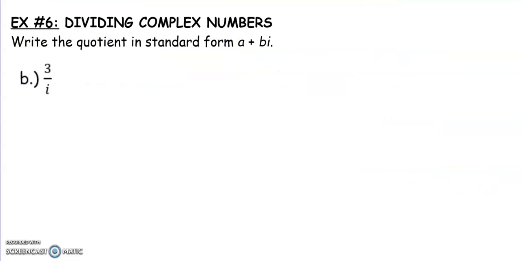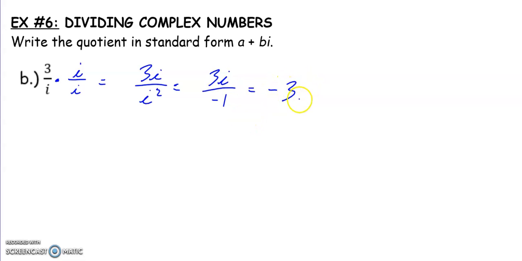Now sometimes to get rid of the i on the bottom, we're not going to need a complex conjugate. Because it's not a binomial, it's not a complex term, it's just an imaginary term. I am going to multiply both top and bottom by i. So on top, I'm going to have 3i. i times i in the denominator is i squared. So I'll have 3i over negative 1. Nobody says that. We just say negative 3i. Nothing else we can do.